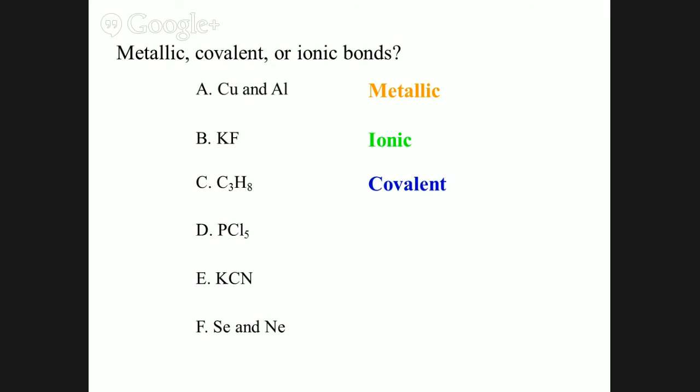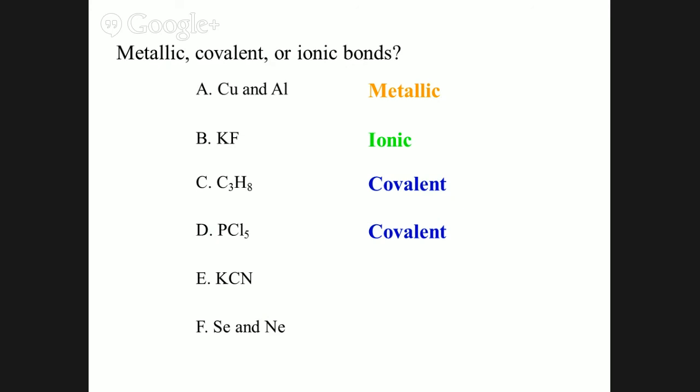Okay, if you call it metallic, then they both have to be metals. Is Cl a metal? No, Cl is a halogen. It's a nonmetal. Phosphorus is a nonmetal. This is covalent.